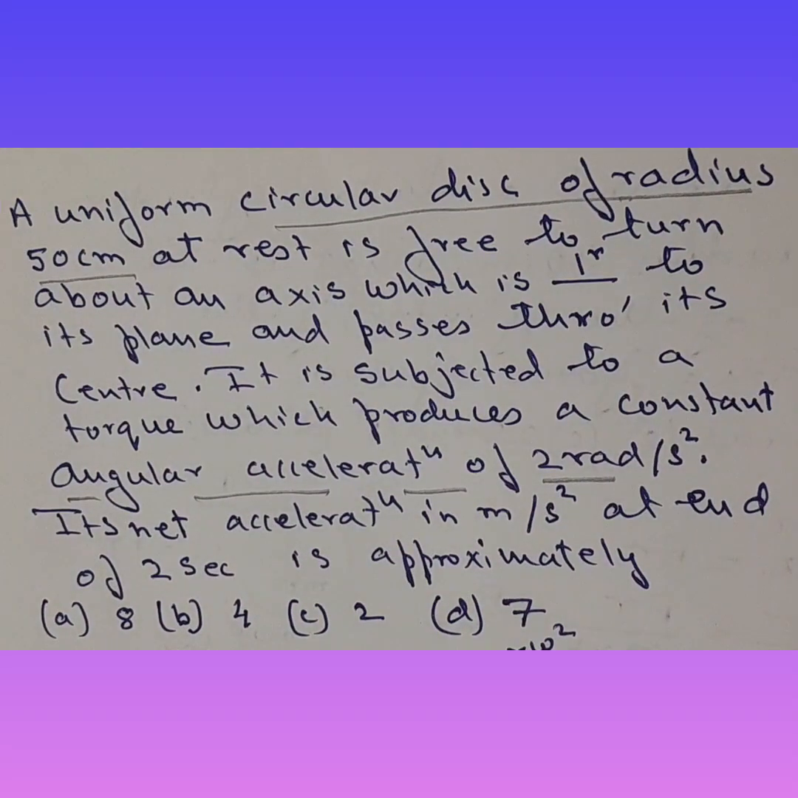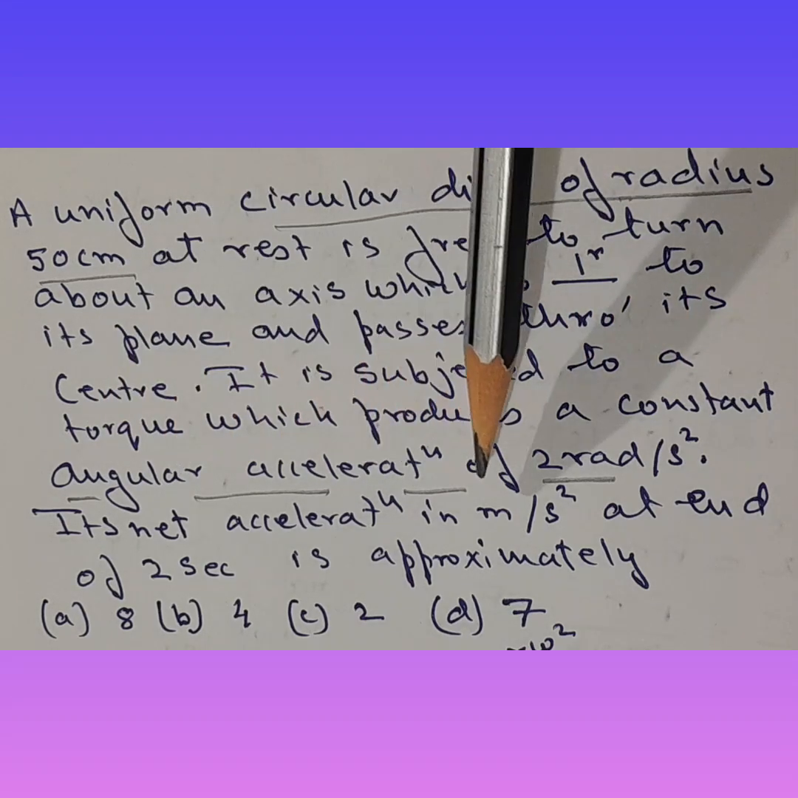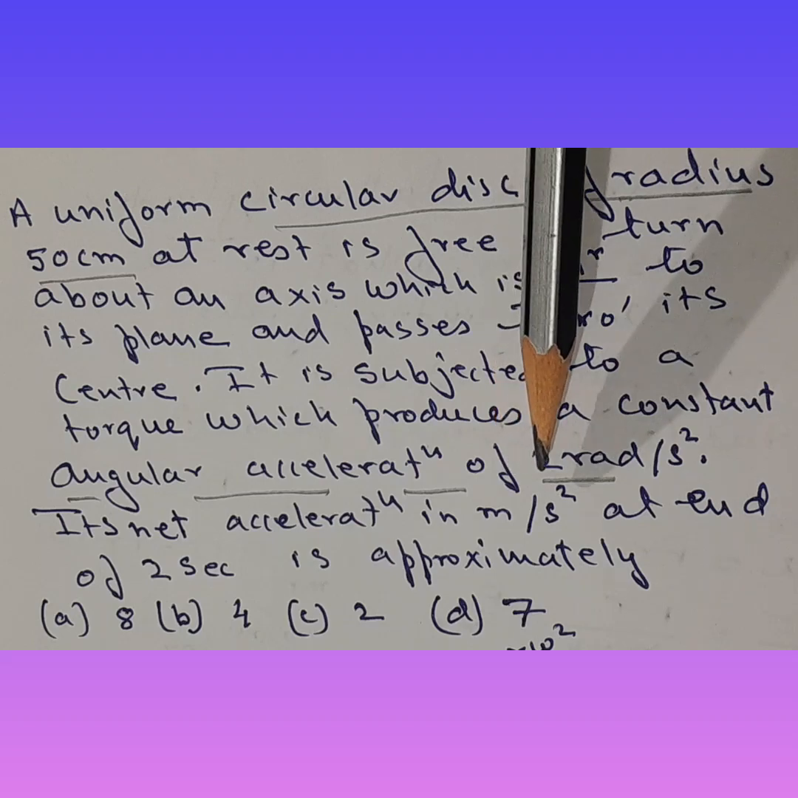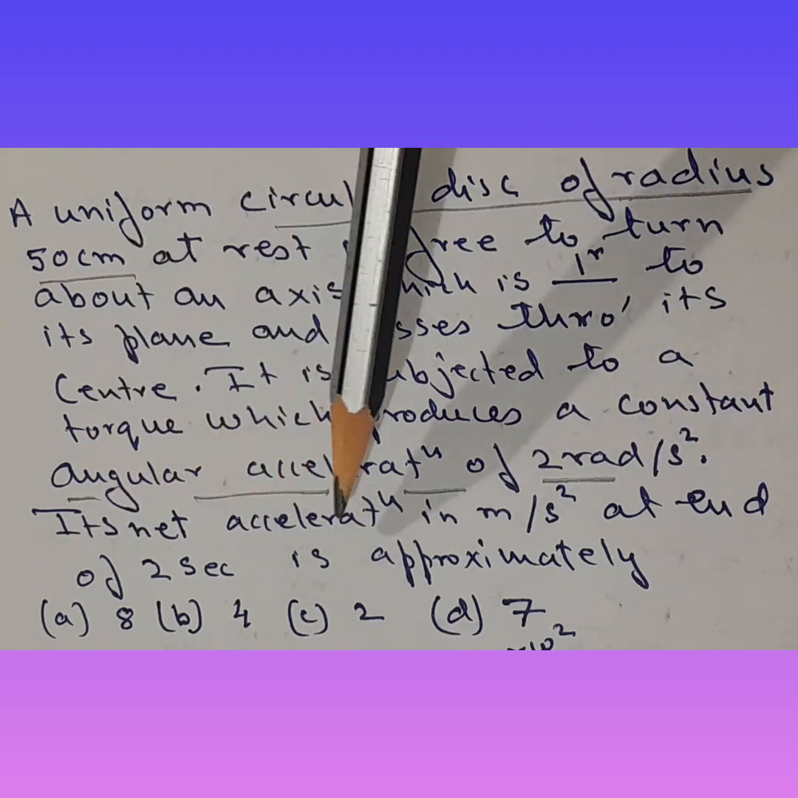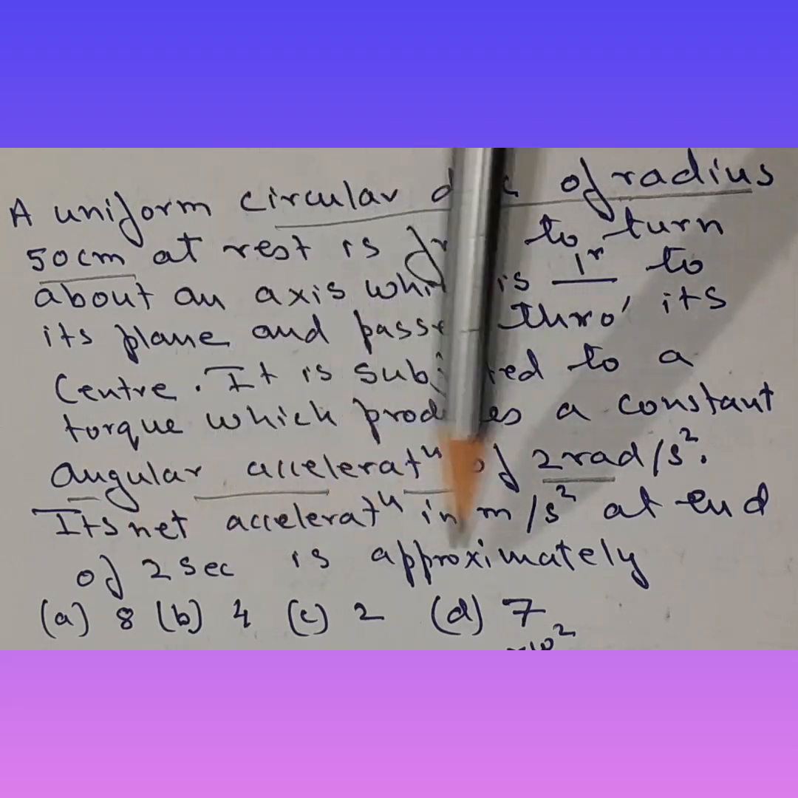A uniform circular disc of radius 50 cm at rest is free to turn about an axis which is perpendicular to its plane and passes through its center. It is subjected to a torque which produces a constant angular acceleration of 2 radians per second square. Its net acceleration in meter per second square at the end of 2 seconds is approximately, these are the values.